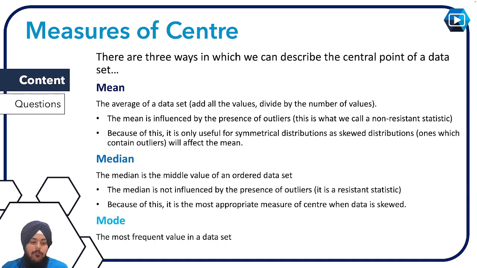And lastly, we have the mode. The mode is the most frequent value in a data set. This is also a resistant statistic because it will not be impacted by outliers, unless the outlier is the mode.